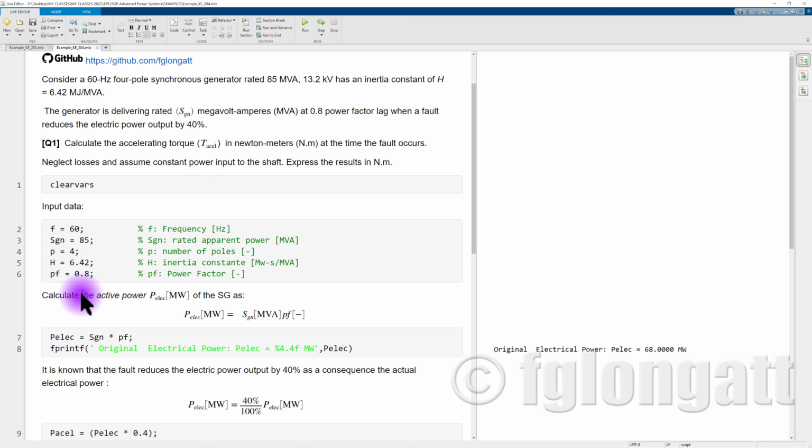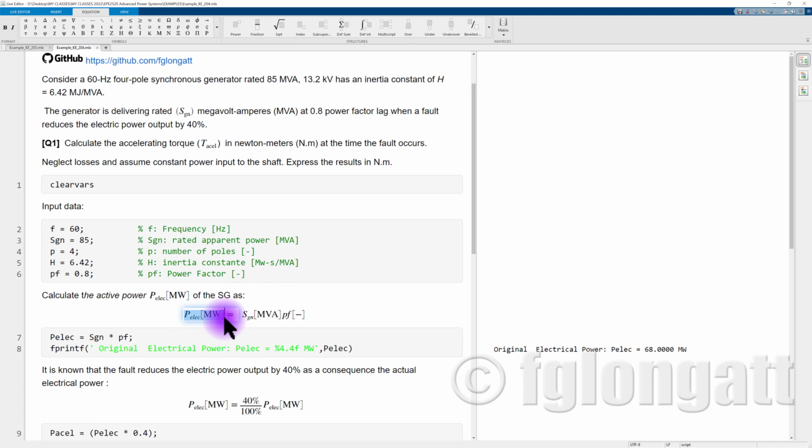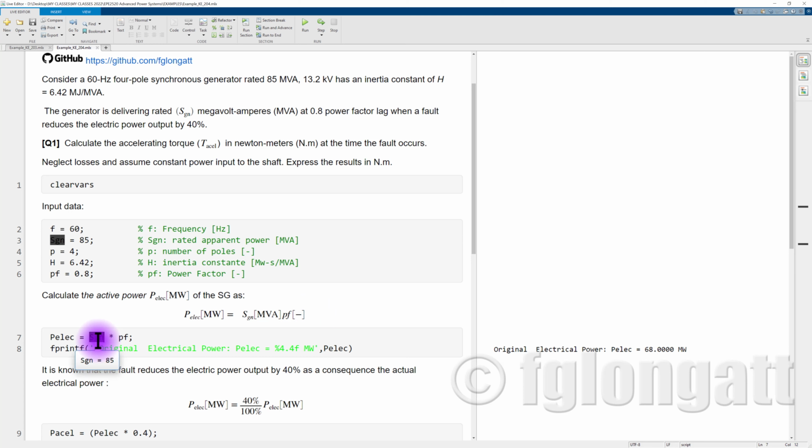Now the job here, first step. We want to know what is the nominal situation before the fault. In other words, we want the electrical power before anything happens. And to calculate that, we multiply the nominal apparent power by the power factor. In this case, it's very simple. Put the numbers together, 85 MVA multiplied by the power factor, 0.8. And we obtain that the magical number is 68 megawatts.